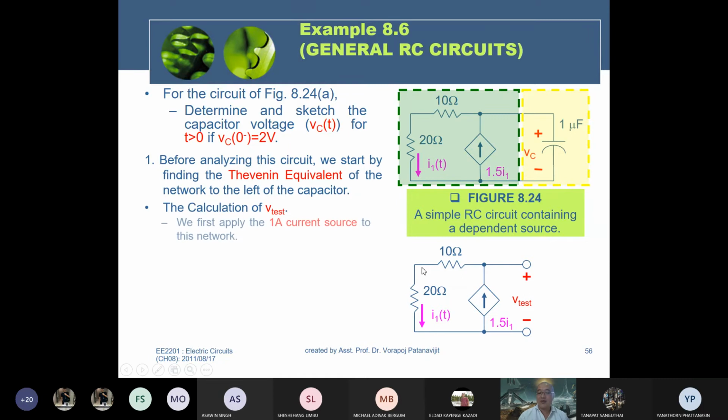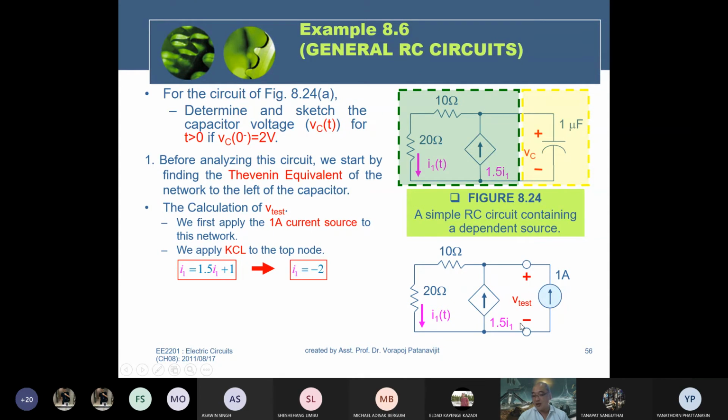In this case, we first apply a 1 amp current source to the circuit network. At the top node, you can apply KCL. Three currents flow in here. You can see that two currents get in, one current gets out. Current getting in equals 1.5 I1, and another one is 1 amp. The one current getting out is I1, so you can get I1.